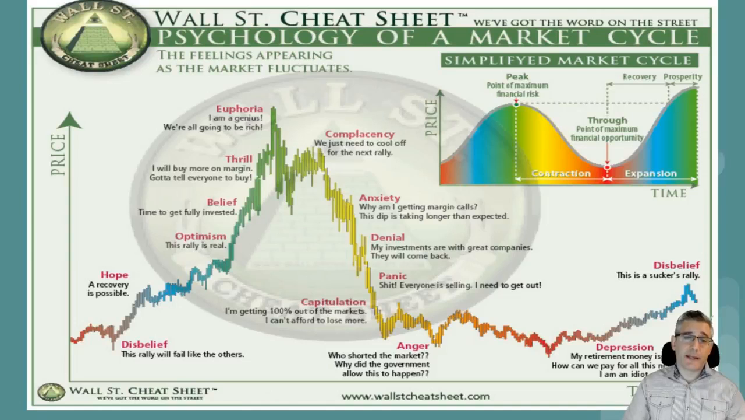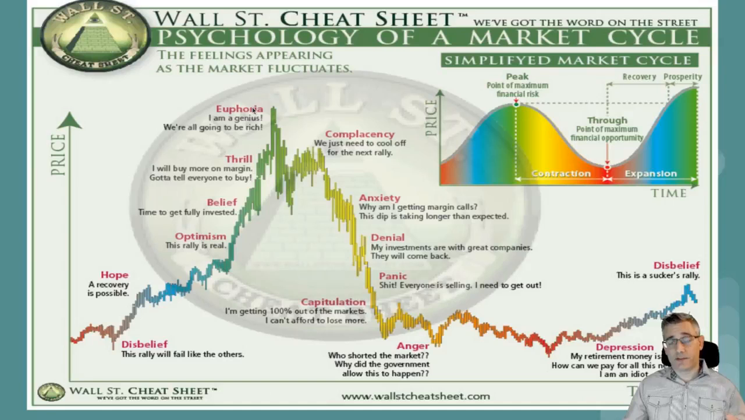Here are the emotions laid out nicely on a chart so we can see how they play into the markets. Starting from the left, we'll start with hope as the markets start to rise, which leads to optimism. Then belief. People start really getting invested in the market. More and more people are talking about it. Then thrill. People get a little too excited. They start buying more on margin. They tell all their friends about it.